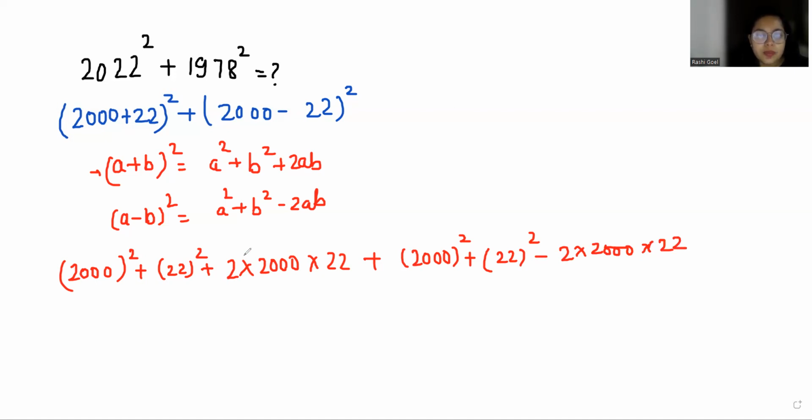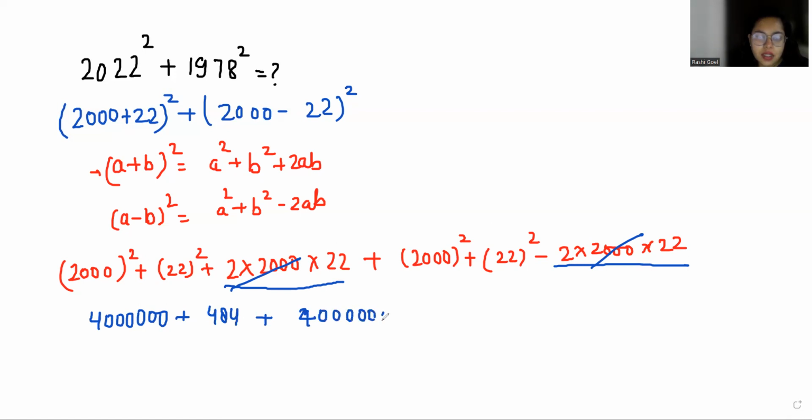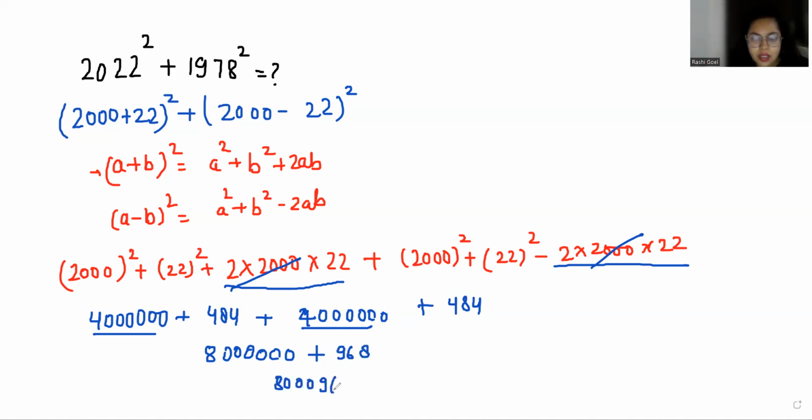Now we can cancel out this positive term with this negative part. So what is left? 2000 square is 4 and 6 zeros, plus 22 square is 484, plus again 4 and 6 zeros plus 484. Now it becomes 8 and 6 zeros, plus 484 plus 484 is 968. It becomes 8000968.